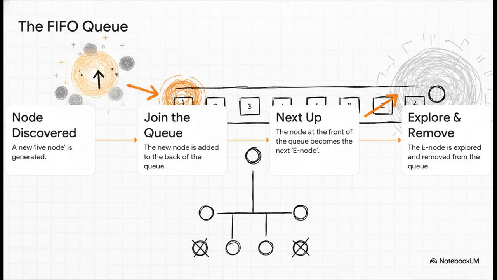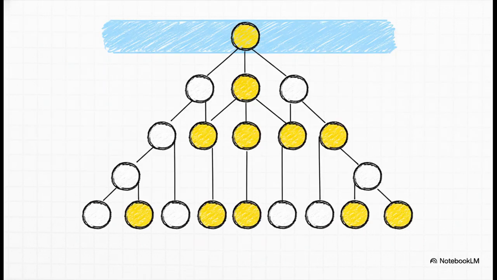And here's exactly how that queue works. So you find a new path, a new live node, you just add it to the very end of the line. Then, when it's time to pick a new place to explore, you simply take the node that's been waiting the longest, right from the front of the line. This makes sure that we explore the map, level by level, in a really systematic and fair way. It's methodical, it's orderly, it's just a simple, fair system for exploring a massive space.